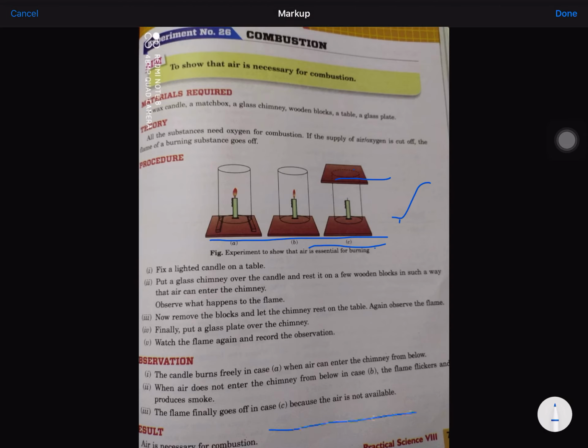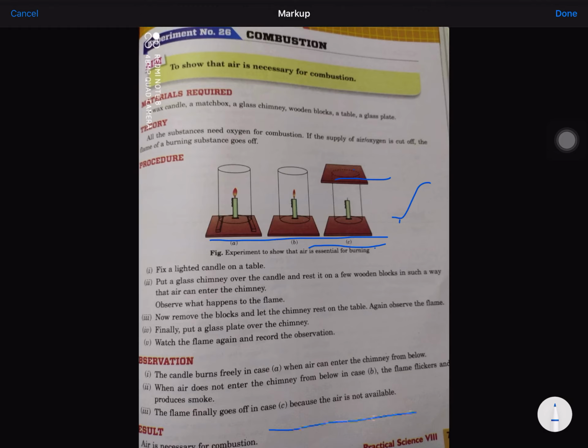So beta ji, you have to do this practical. You have to write this practical in the notebook, and you have to see the MCQs which are written in this lab activity. On the white page you will use the pencil and draw the diagram, and the procedure you will write on the ruled page. Procedure and observation you will write on the ruled page, and result you will write on the white page.